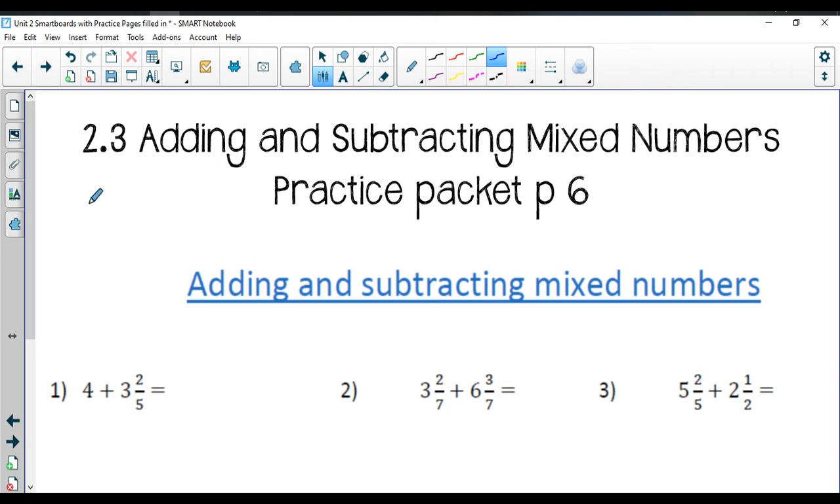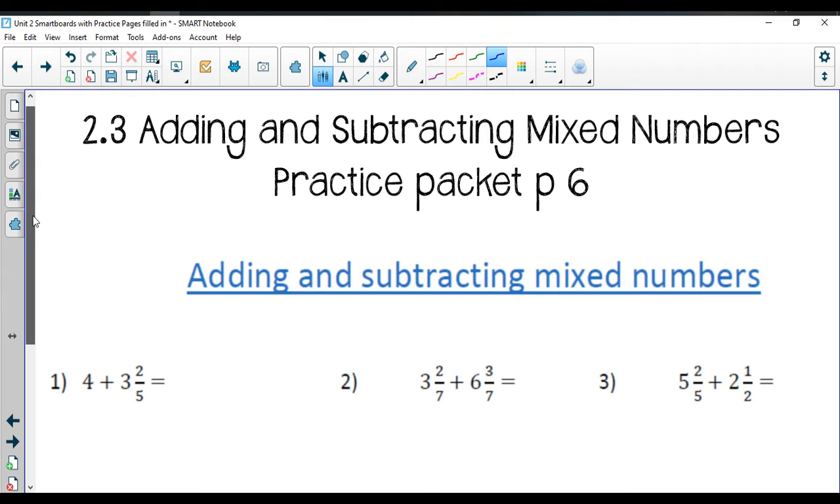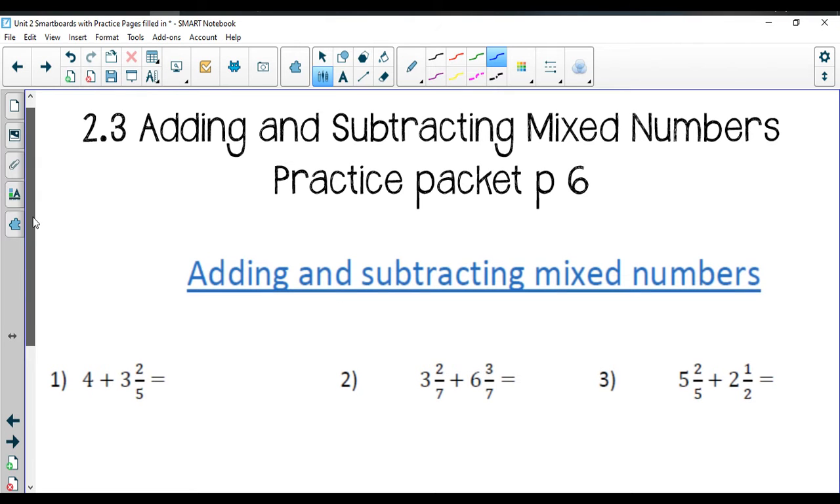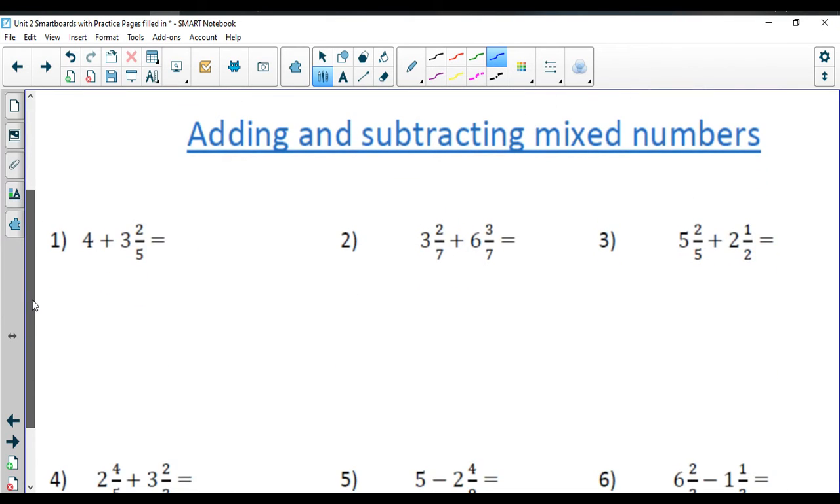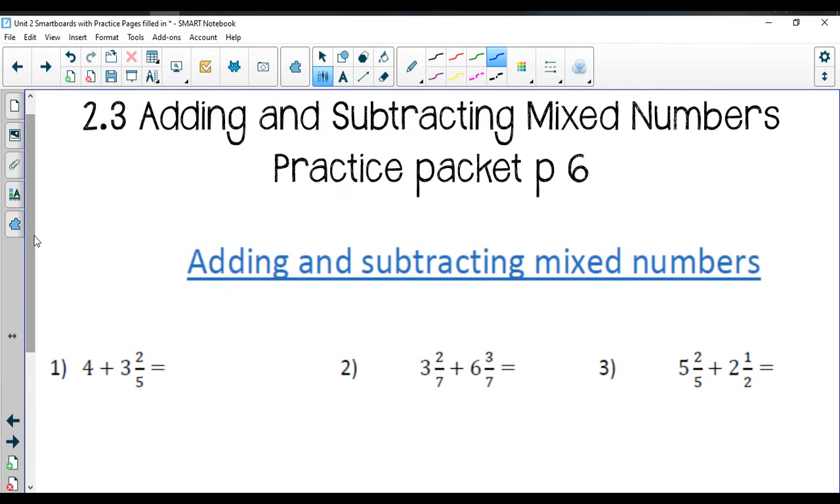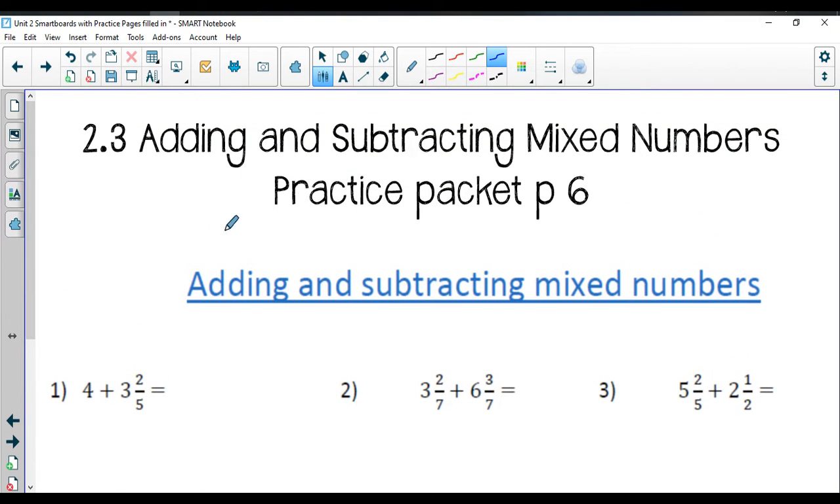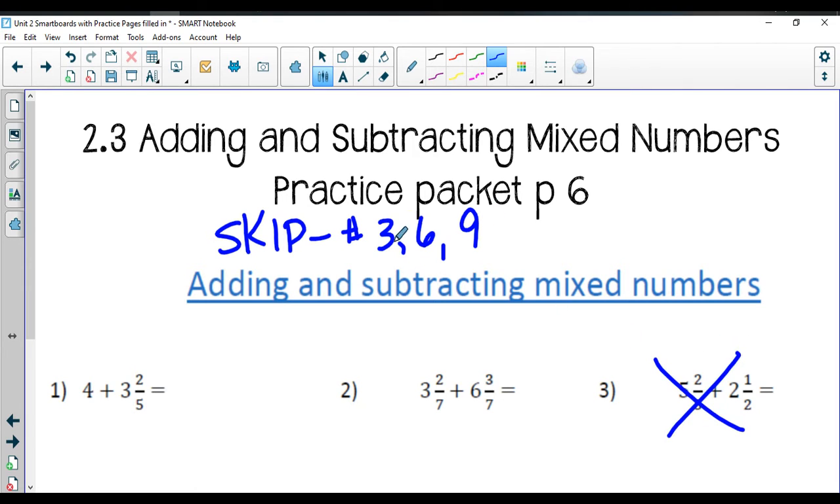All right, we are on lesson 2.3, adding and subtracting mixed numbers, and these are your practice packet problems on page number 6. Before you even get started on page number 6, please realize I'm going to have you skip questions number 3, number 6, and number 9. So it's that last whole right column that you have on this page.